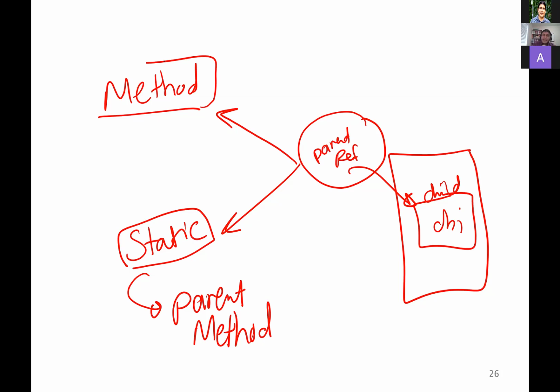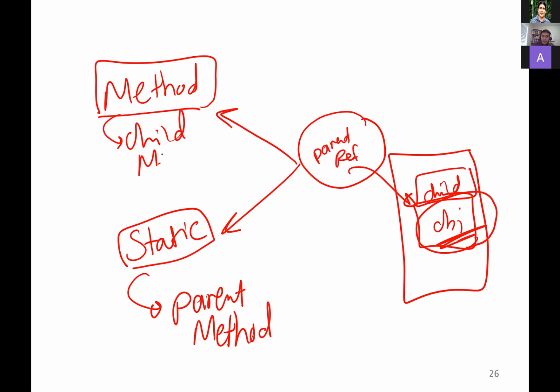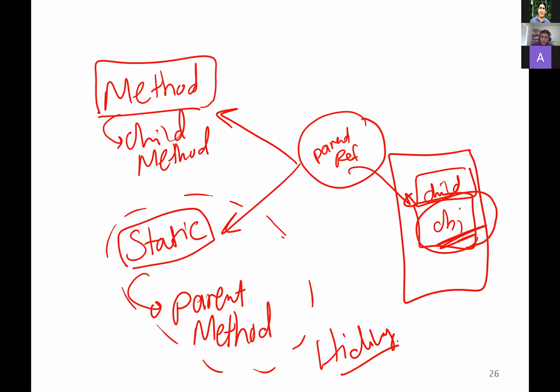While for the instance method, or the non-static method, you will always be calling the one of the object type, not the reference type. What is my object type here? It's the child one. So I will be calling the child method implementation. We call this method hiding, and we call this overriding.